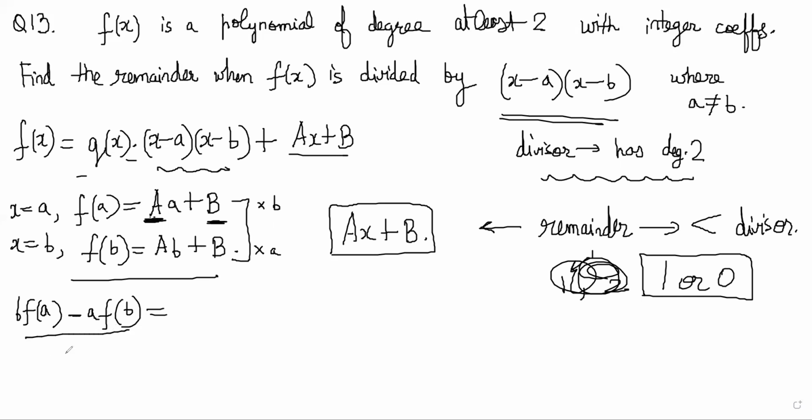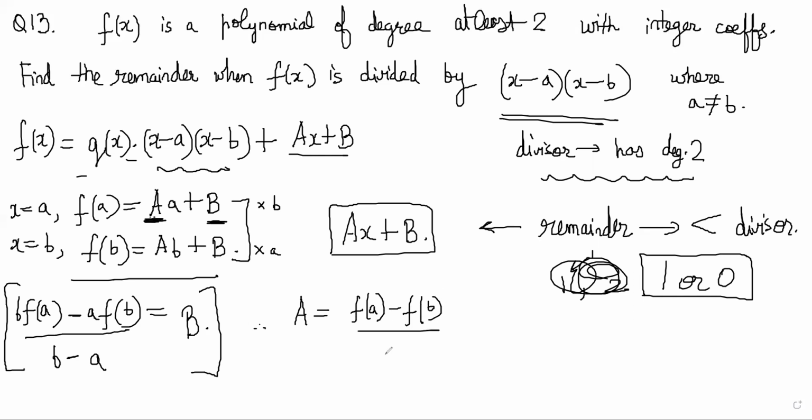So divided by b minus a is equal to capital B. So you have found this b coefficient. Once you have found this b coefficient, you can similarly find a coefficient as f of a minus f of b by a minus b. So once you have found your a coefficient and b coefficient, you have basically found the remainder polynomial, no?